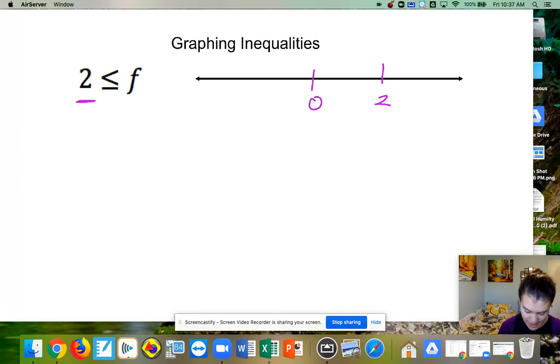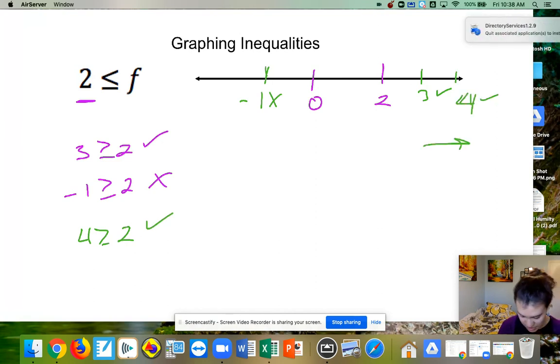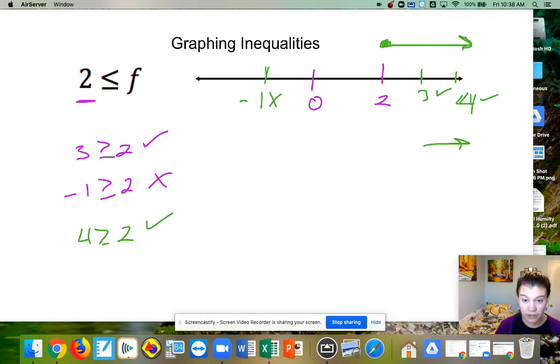So if we picked, say, 3, well, 3 is greater than or equal to 2, so that one works. If I pick -1, that's not greater than or equal to 2, so that doesn't work. So I know 3 over here works, -1 does not work, and then you can keep going. If we do 4, that's greater than or equal to 2, so that one works. So 4 over here works. So we're going this direction. We're going to draw an arrow this way with a dot, and that would be your graph.